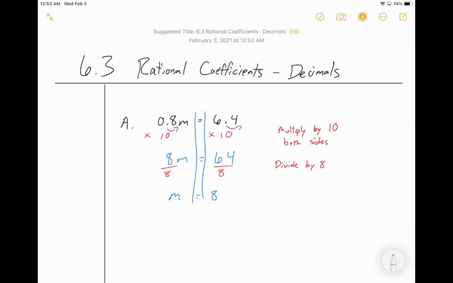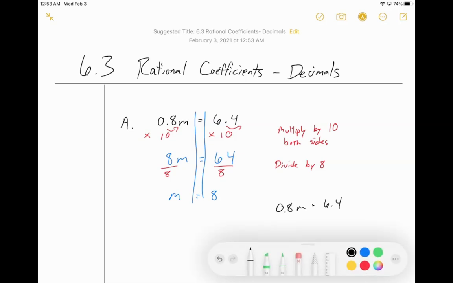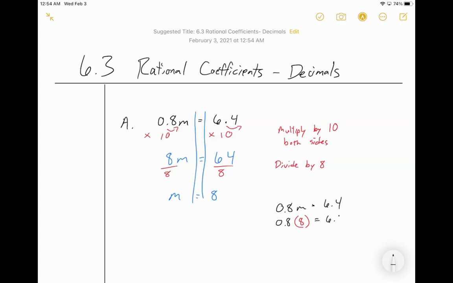Now, of course, we need to check. So let's go ahead and check our work here. Going back to the original problem, I have 0.8m is equal to 6.4. All right, so instead of m, I'm going to put 8, right? So 0.8 times 8 should equal 6.4.